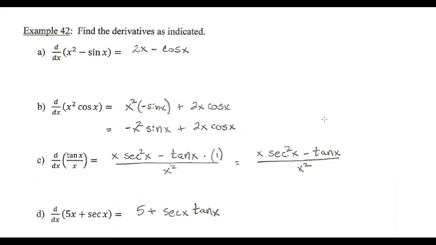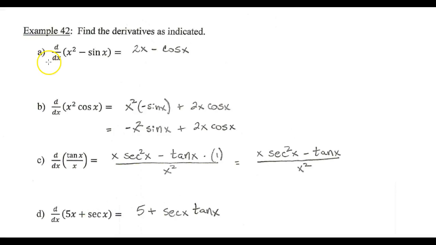Okay, we're on one more example in section 3.5 here, the derivatives of the six trig functions. In this example, I just want you to understand that we can combine trig functions with algebraic functions, and using our rules for sums of functions, multiplying functions (the product rule), or dividing functions (the quotient rule), we can find the derivatives of more complicated functions.